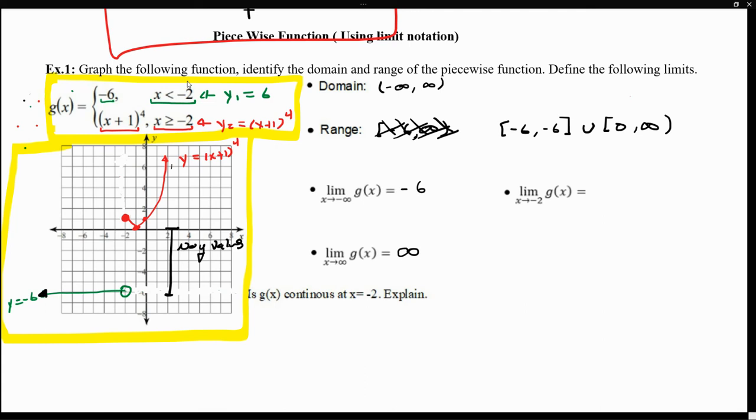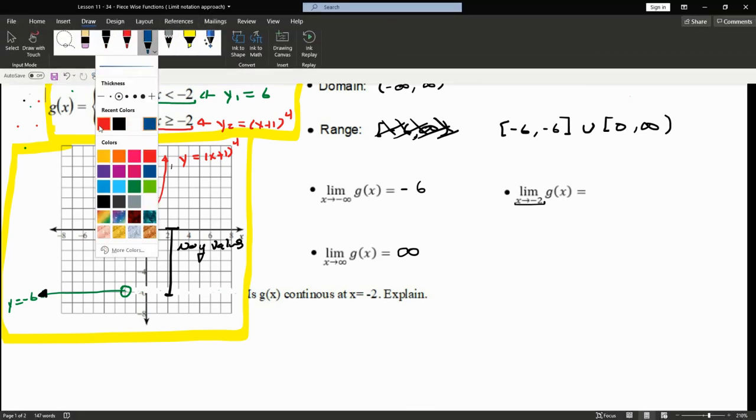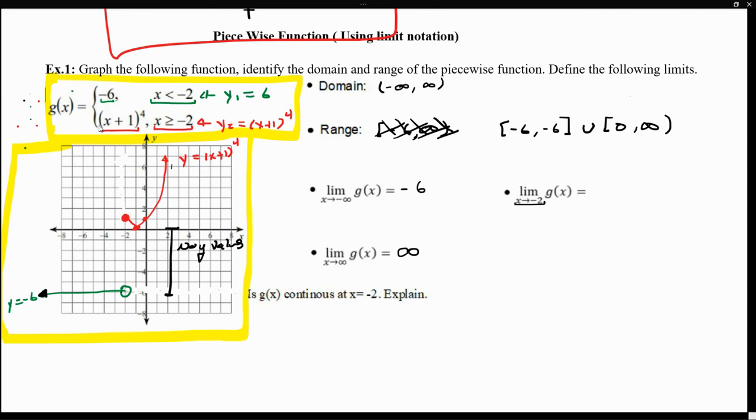So now let's take a look at this function still, but now let's try to define the limit as x is getting to a very specific point, which is -2. So let's do that in blue. First things first, where is -2 on my function? So here we have -2.